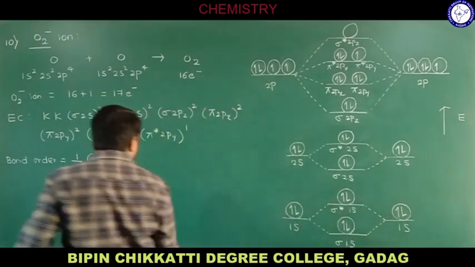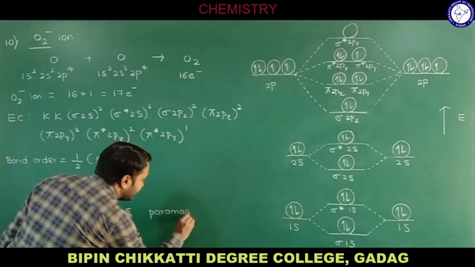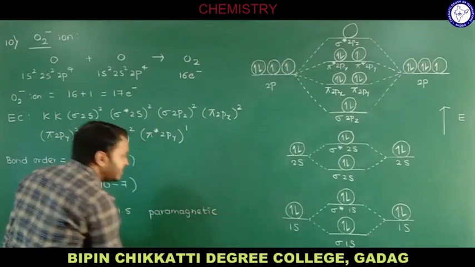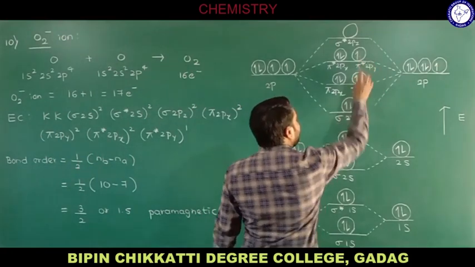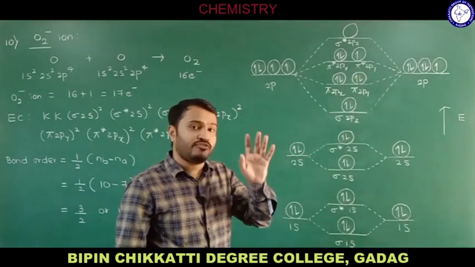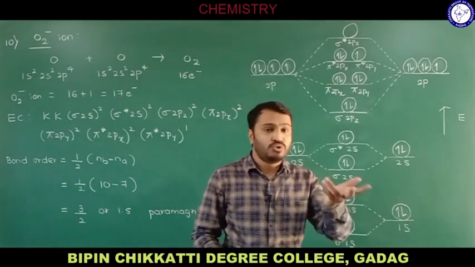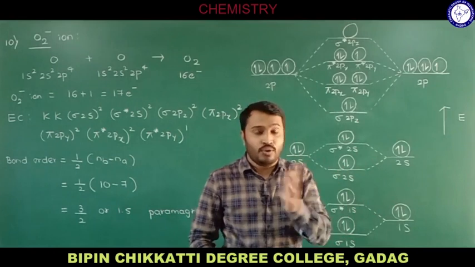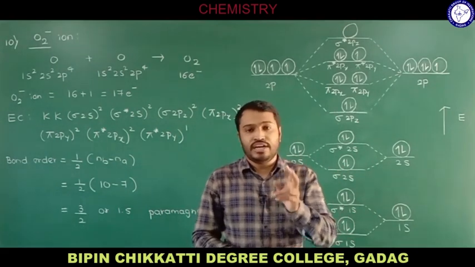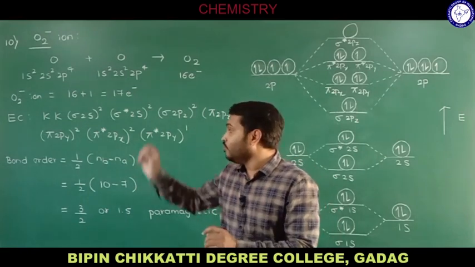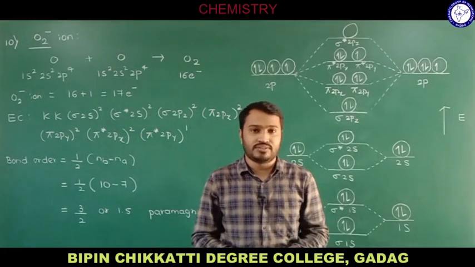And this is paramagnetic in nature, isn't it? Try to understand why: in the pi star 2py molecular orbital we have unpaired electrons, and because of unpaired electrons, paramagnetic nature arises. Remember, the bond order is different for the O2 molecule, O2 plus and O2 minus. In O2 it is 2, in O2 plus it is 5 by 2, in O2 minus it is 3 by 2. That is the MOT of O2 minus.